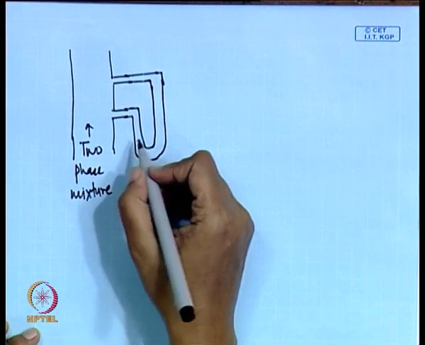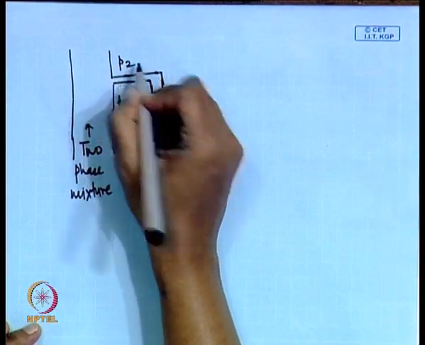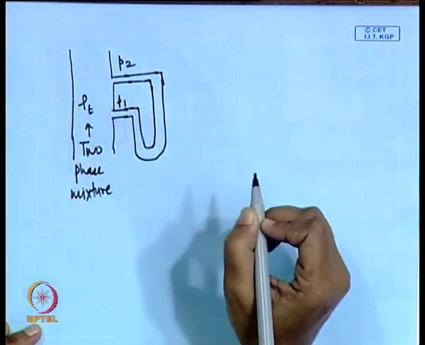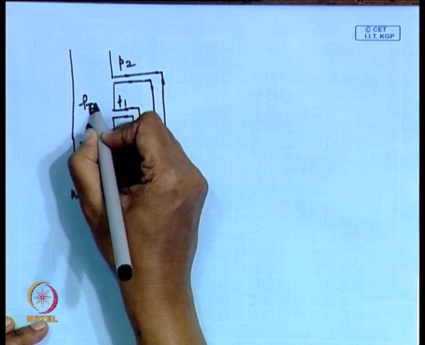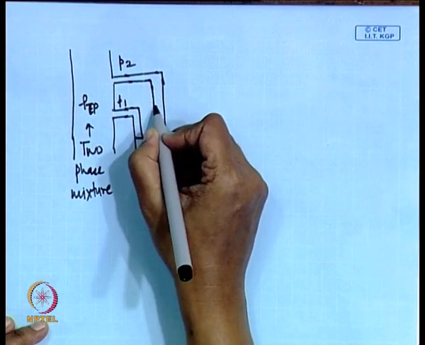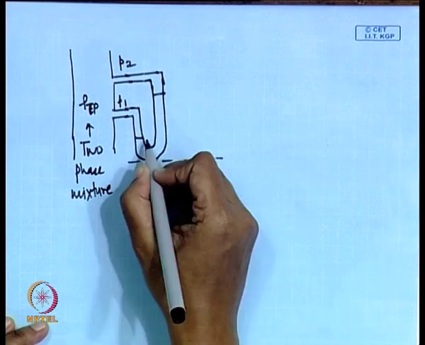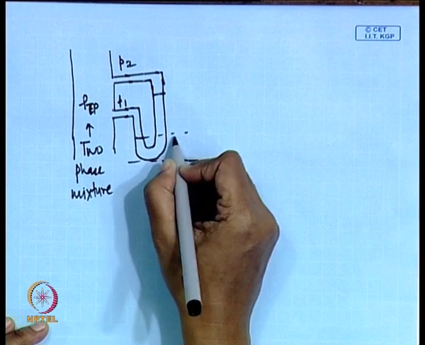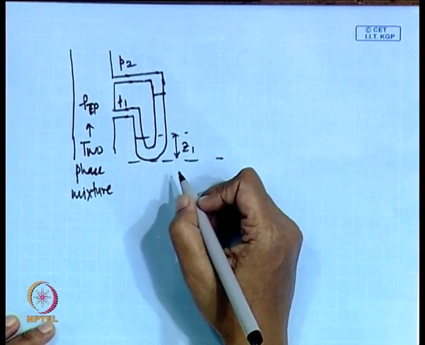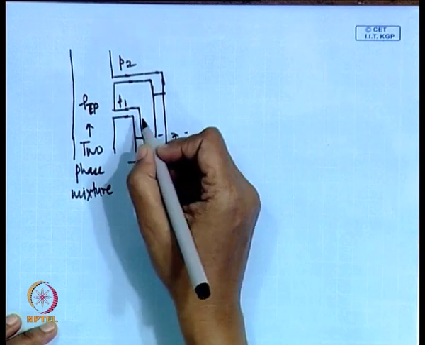So, this is connected to a manometer line. The pressure here is P1, the pressure here is P2. This two-phase mixture is flowing, and it has a density, say rho TP. Here the manometer level is somewhere here. If we take this as the datum, then this is going to be say Z1, where Z is the vertical distance of different points from the datum that we have selected.